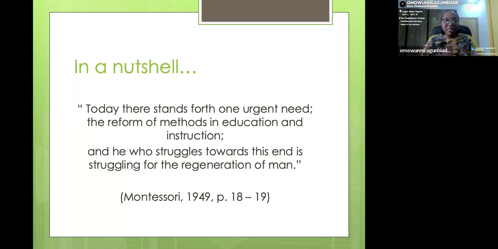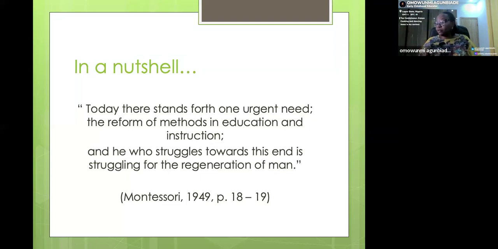So in a nutshell, today there stands one urgent need. And what is the need? The reform of methods in education and instruction. And he who struggles towards this end is struggling for the regeneration of man. This was written in one of Maria Montessori's books.